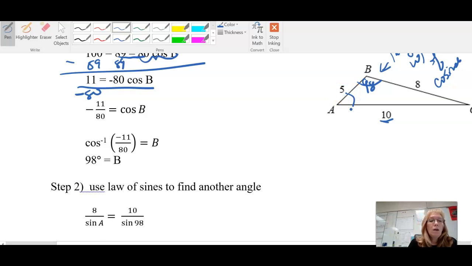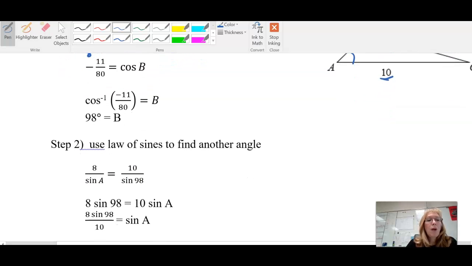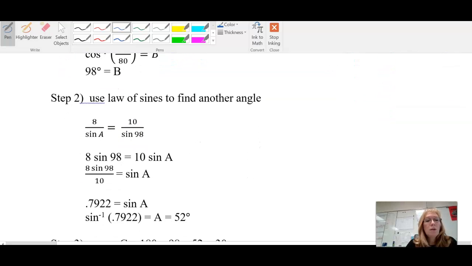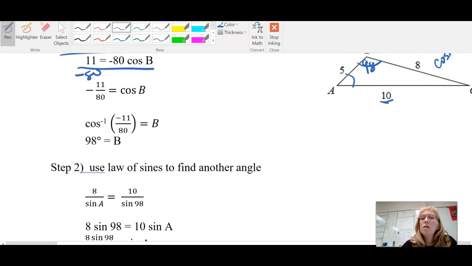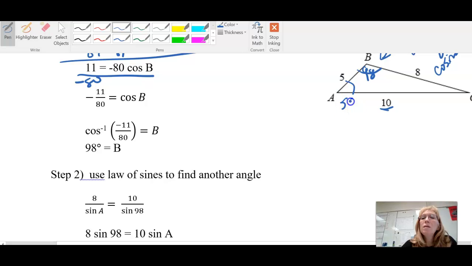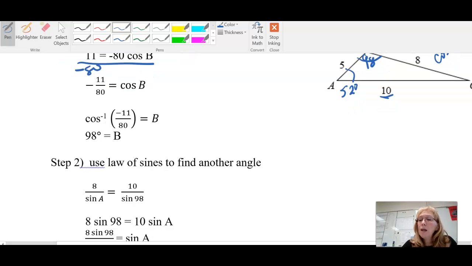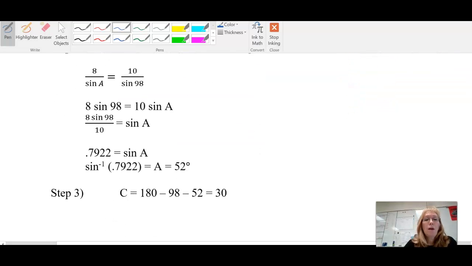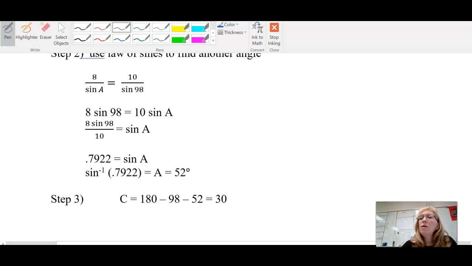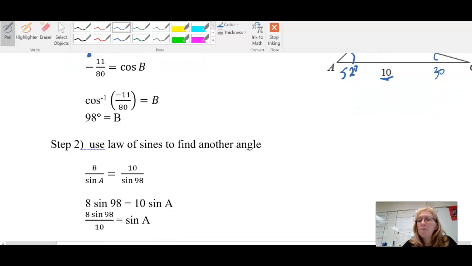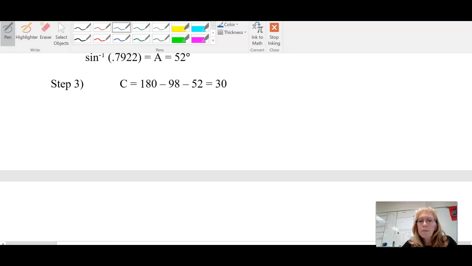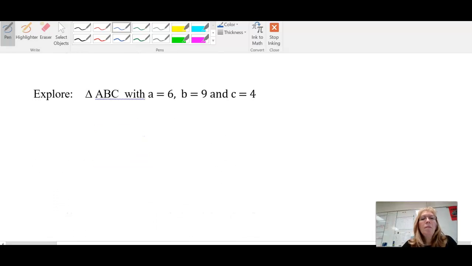So now you take 8 over the sine of A equals 10 over the sine of 98. Multiply it out. Do your inverse sine. And we get 52 degrees. So this here is 52 degrees. Now subtract 180 minus 52 minus 98, and your other angle is 30. All right, I hope you had fun and did a great job. Okay, try yours.